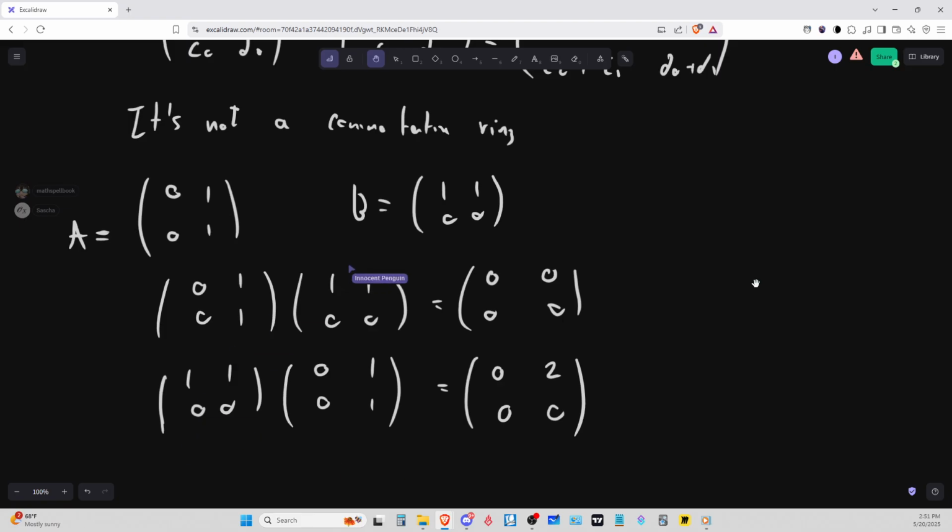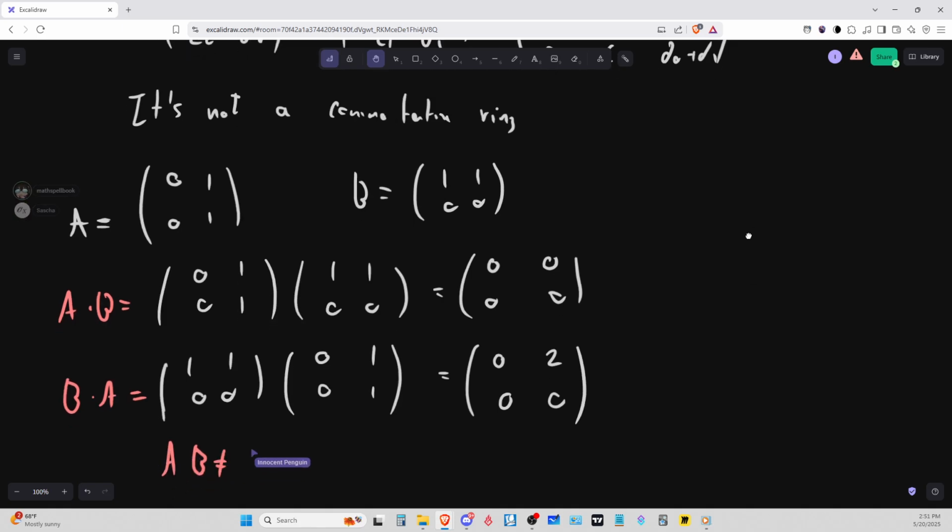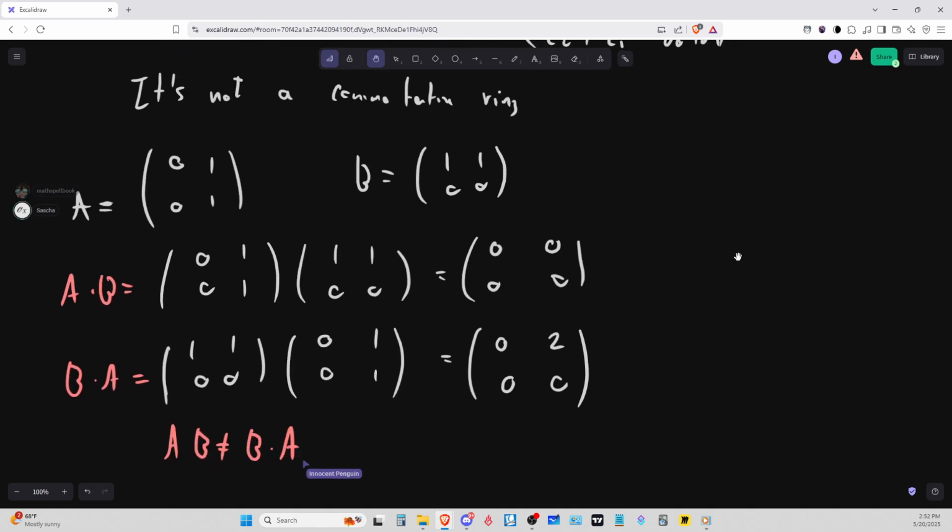So here you see the order we did the multiplication matters, right? This is A times B and this is B times A. And as you can see, those are not equal. Hence this is not commutative. So this ring is not commutative. And this ring is pretty bad if you look at it as a ring because it has very bad properties. It's not a very nice one.